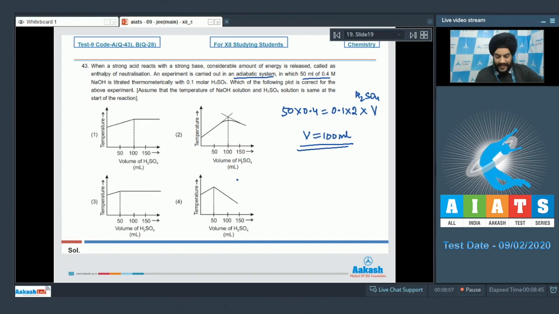So why is it going to cause a decrease in the temperature, students? Because the temperature of the solution is greater, but the temperature of the H2SO4 which we are adding was lesser. Okay. So due to the addition of a colder H2SO4 solution after the neutralization, the temperature is going to reduce. So the maxima should happen around the 100 ml. And if you look at the options given to us, students, we can clearly see that for this question we have to mark the correct answer as option 2. Let us look at the next question now.